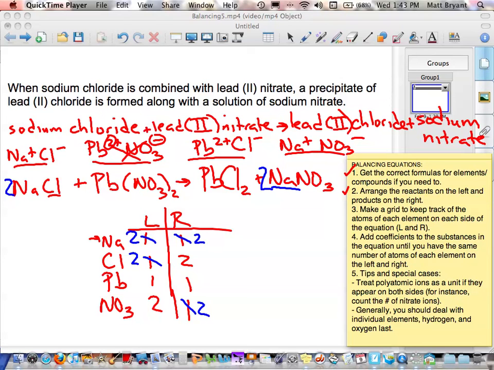So we have made a grid. We have added coefficients until we have the same number of atoms of each element on the left and the right. We have dealt with all the special cases. I think we're done. And so hopefully, now that you're armed with all this information and all these good examples, you can go off, get some of these equations on your own, and even apply it to things we're going to do in the lab.